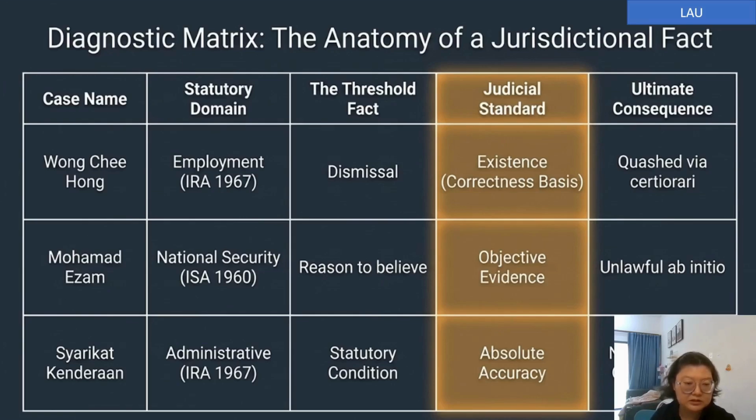These three cases together prove why the jurisdictional fact doctrine matters so much in Malaysia. It protects ordinary people from administrative bodies that try to give themselves power they were never given.